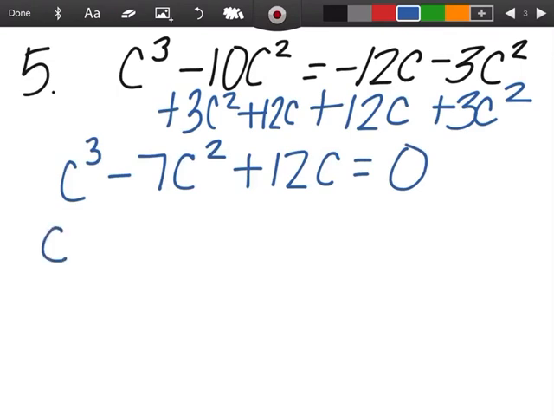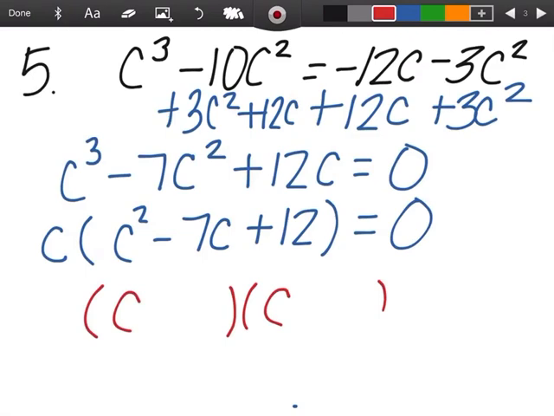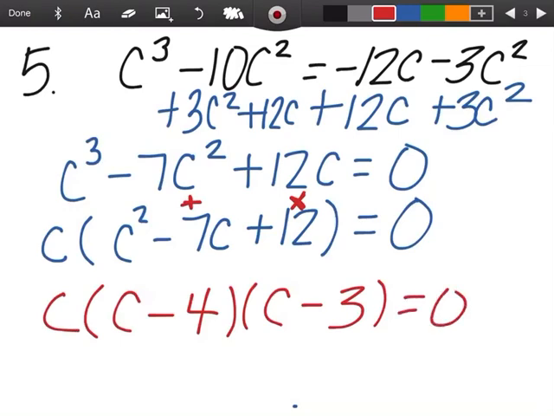I factor out the GCF, which in this case is just a c, and I'm left with c squared minus 7c plus 12 equals 0. And then what's in the parentheses, I can factor into c and c. So the two numbers that multiply to be 12 and add up to be negative 7. So pause the video and come up with it if you want to beat me to it. But it's negative 4 and negative 3. So c minus 4, c minus 3 equals 0.